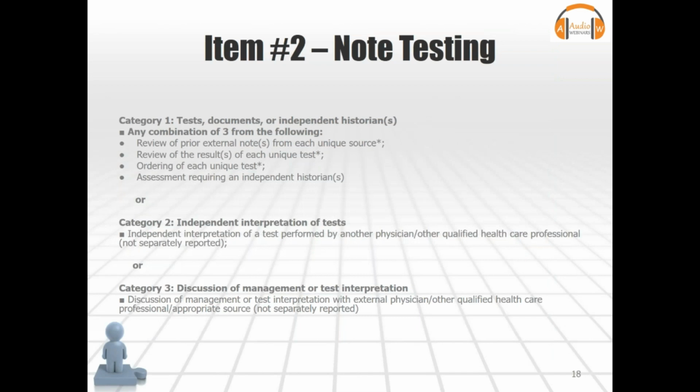The next thing in a good note is about testing that's done. And I know a lot of people have gotten confused. One of the things I want to show you is that this information is from that middle column in that table that you have a copy of, and that for a moderate level of service, we need any one of these three categories. So a category 1, a category 2, or a category 3.